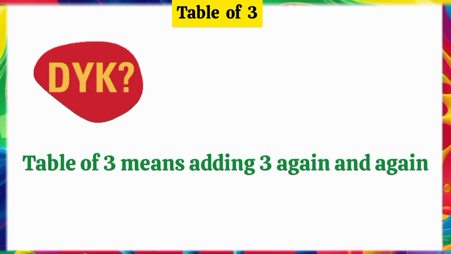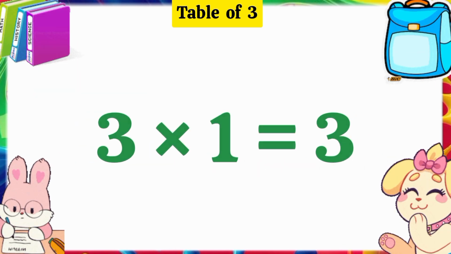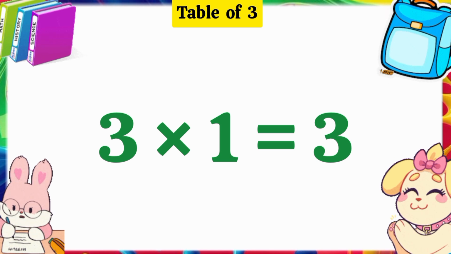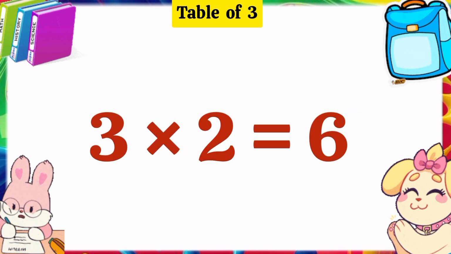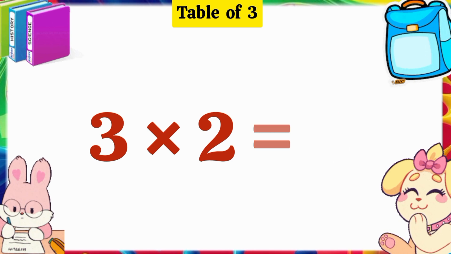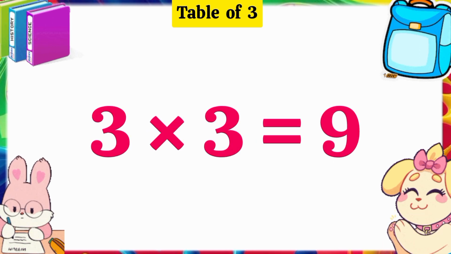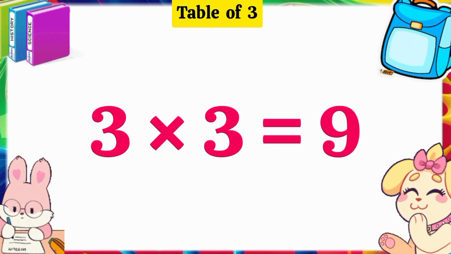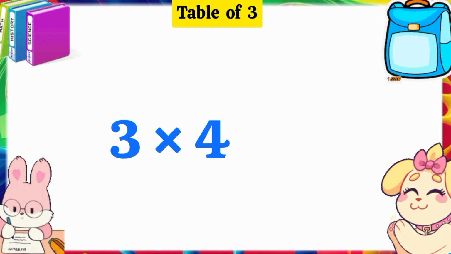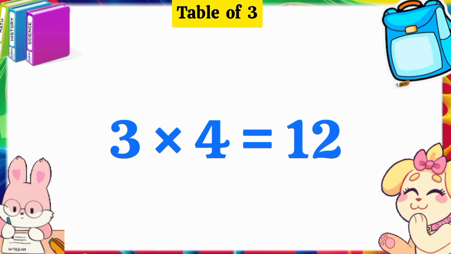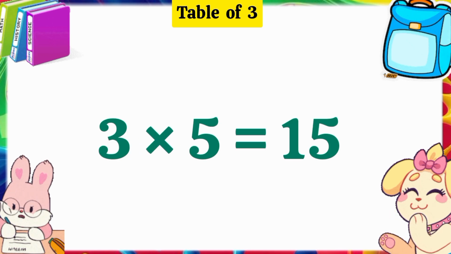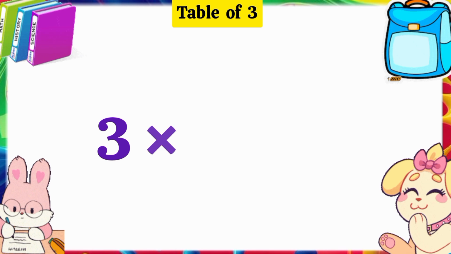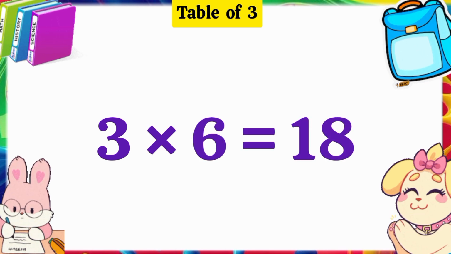Repeat after me loudly. 3 times 1 equals 3. 3 ones are 3. 3 times 2 equals 6. 3 twos are 6. 3 times 3 equals 9. 3 threes are 9. 3 times 4 equals 12. 3 fours are 12. 3 times 5 equals 15. 3 fives are 15. 3 times 6 equals 18.